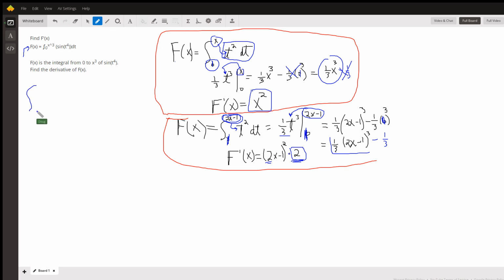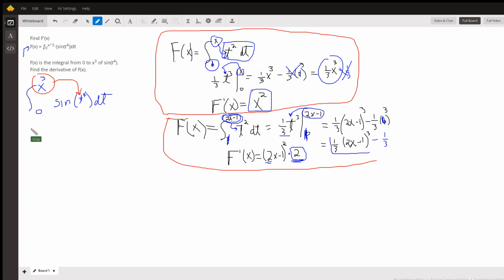So let's see if we can do this here. We've got the integral from 0 to x cubed of sine of t to the 4th dt. Well, we don't have to find the antiderivative of sine of t to the 4th, because then we're going to end up taking the derivative of that. We'll be back to where we started. But we'll be evaluating from 0 to x cubed, so we have to put that in for t, but then we have to multiply by the derivative of that function of x.